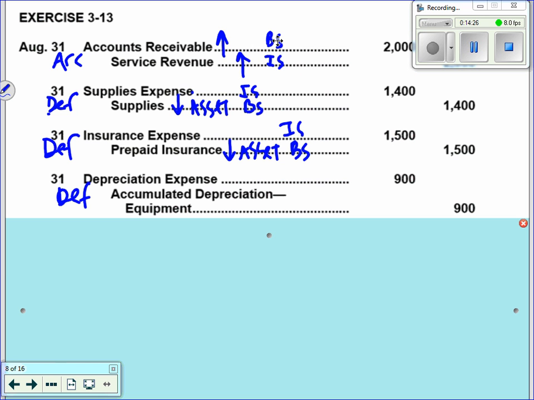Riley asked this question yesterday. This is not a 3-line entry. It's just my answer key being obnoxious. I would be cool with accumulated depreciation, equipment.